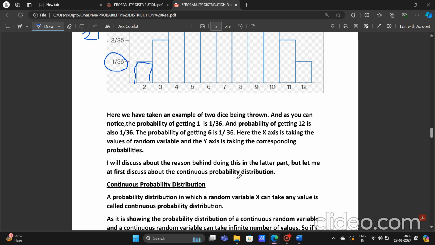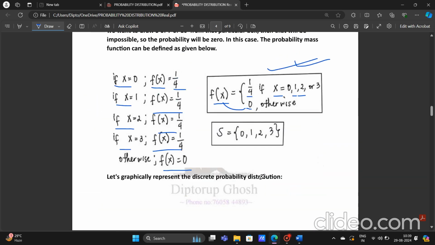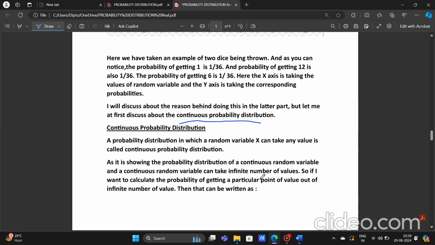A probability distribution in which a random variable is continuous, that is continuous probability distribution, right? It is very easy. If you have to give the definition very easily, it is a probability distribution in which the random variable x can take any value. X is a continuous variable means what? It can take any value, right? So basically if a random variable x is a continuous variable, then that distribution is called continuous probability distribution, as it is showing the probability distribution of a continuous random variable, as a continuous variable can take infinite number of values.